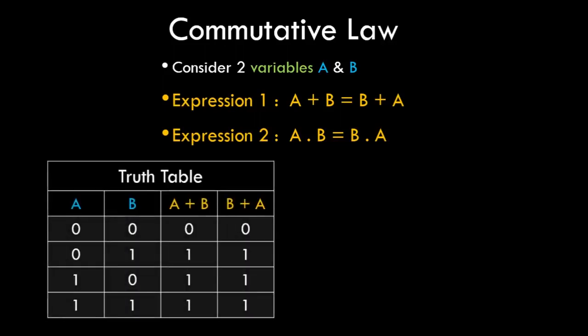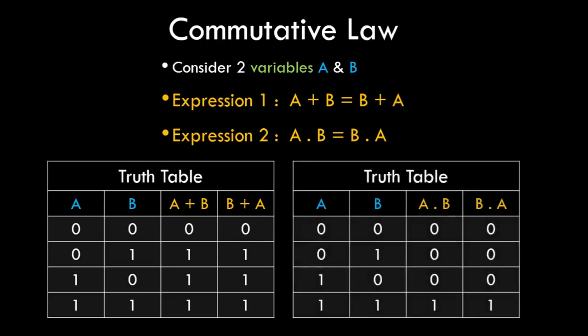For the first expression, we have the 4 cases, wherein the first 2 columns we have the a and b values, and the next 2 columns are the LHS and RHS respectively. As you can see, the values match, that is, expression 1 is proved. Let's see the second truth table for expression 2. Again here we have the first 2 columns as the input values a and b, and the next 2 columns as the LHS and RHS respectively. Also, as the LHS is equal to RHS in all 4 cases, we have proved expression 2. So now let's move on to the next law.